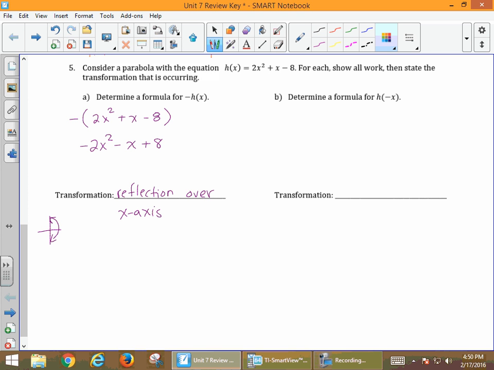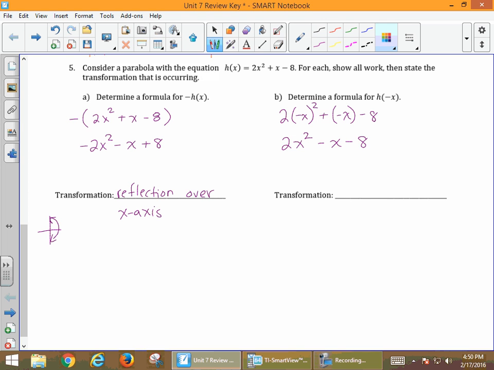When I look at B, it says do h of negative x. So this means plug negative x into the equation of h. So I'm going to have 2, and I'll plug in negative x squared, plus plug in negative x minus 8. Well, I know that negative x quantity squared is negative x times negative x, which is positive x squared. So this will become 2 and positive x squared, plus negative x is the same thing as minus x and minus 8. So you'll notice those are a little bit different from one another.